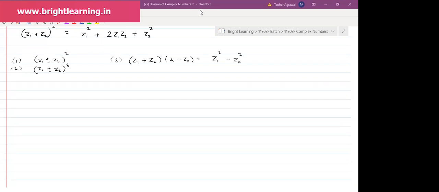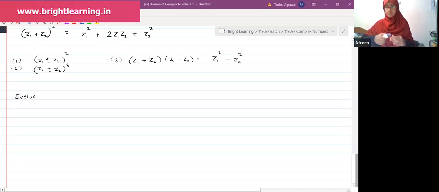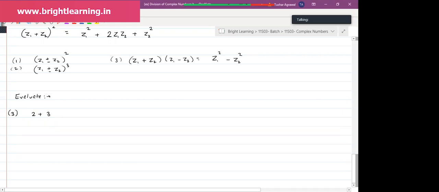Shall I directly jump to examples on these identities? We will practice these identities directly by using examples. Okay. So evaluate, question number 3: 2 plus 3i, its square.